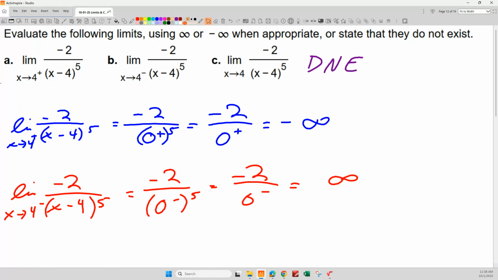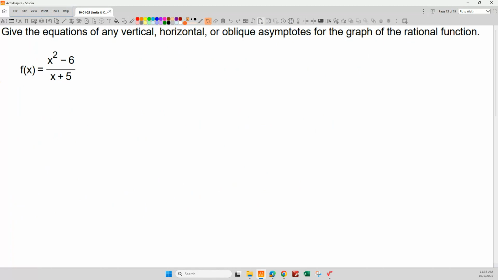All right. Vertical, horizontal, or oblique asymptotes. Okay, thumbs up or down. Does it have horizontal asymptotes? Down, right? And how come? The top is a higher degree polynomial than the bottom, so it can't. So we know it doesn't have horizontal.